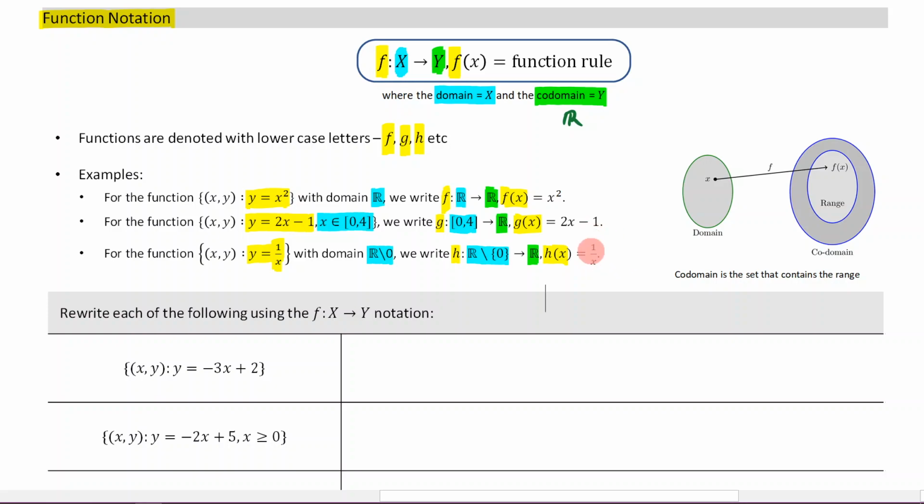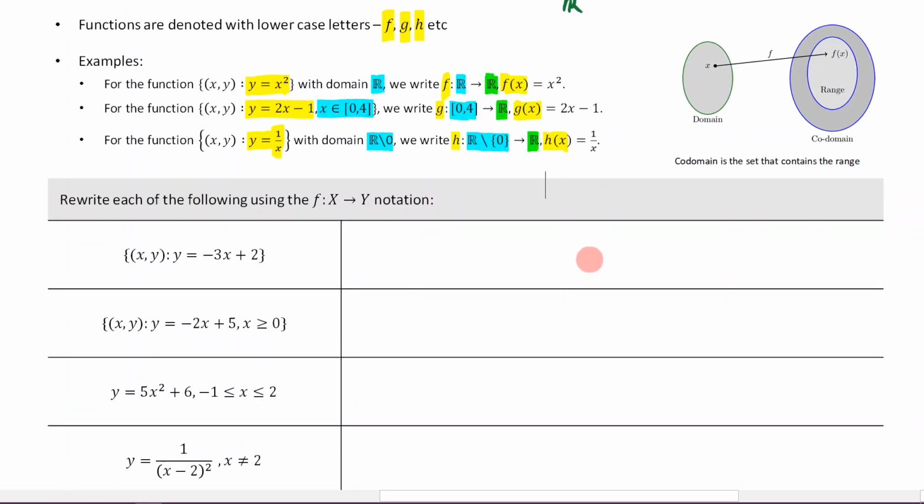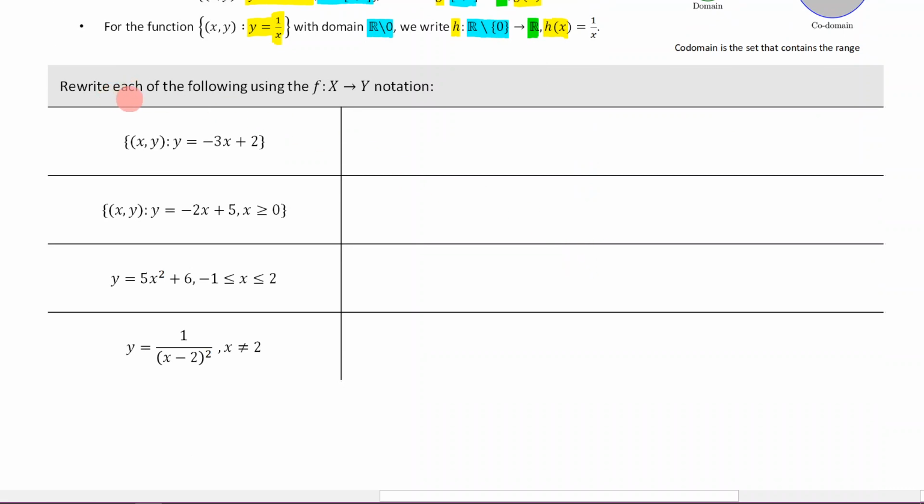So let's now dive into this example here and see if we can do it. So it says rewrite each of the following using this notation. So let's see how we go with it. Hopefully we are successful. So you might like to pause the video after I do the first one and then see if you can do it yourself, or you might like to pause it now and see how you go. The beautiful thing about videos is that you can pause and give it a go.